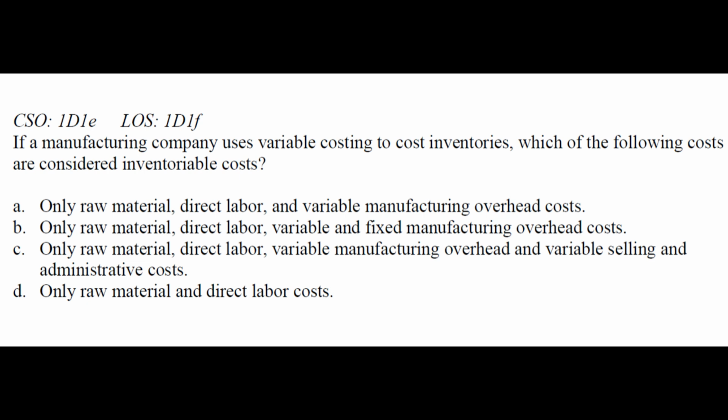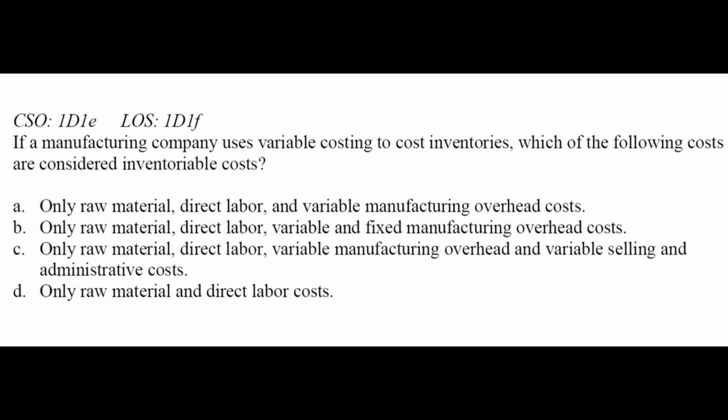Product, inventoriable, costs under variable costing: direct materials, raw materials, direct labor, variable manufacturing overhead. Period costs under variable costing: fixed manufacturing overhead, expensed immediately, and selling and administrative expenses, both variable and fixed. The key difference from absorption costing is that fixed manufacturing overhead is not included in inventory under variable costing. Instead, it is charged against income in the period incurred. Therefore, the correct answer must include only variable manufacturing costs.